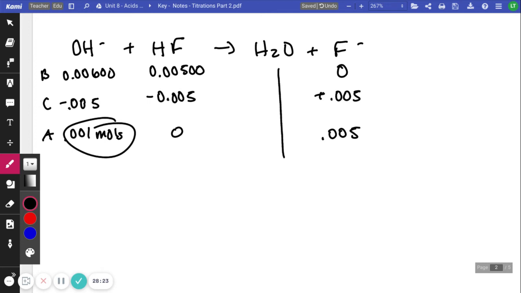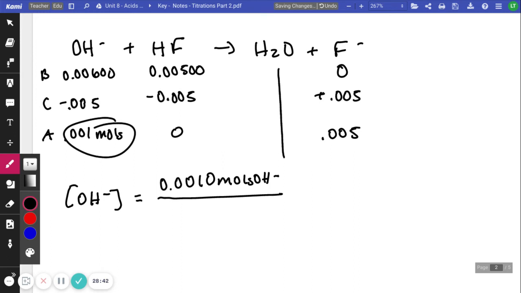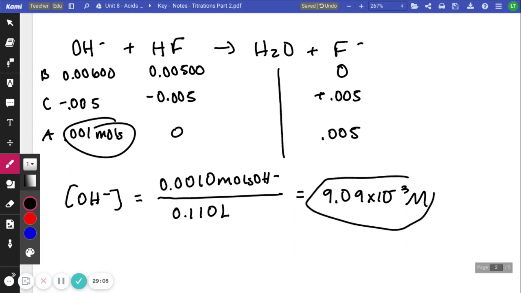All right. So for our hydroxide ion concentration, first thing we need to figure out is the concentration, so moles divided by liters. In this case, I have 0.001 moles of hydroxide divided by our liters, which should be 0.110 liters. We solve, and that gives us a concentration of 9.09 times 10 to the negative third molar hydroxide concentration. Since this is a strong base, we can just plug it into our normal equation.